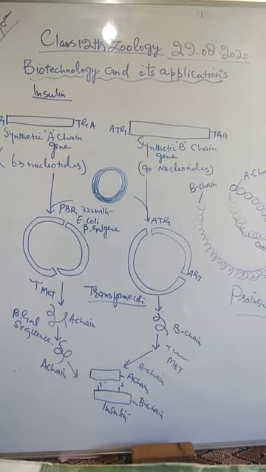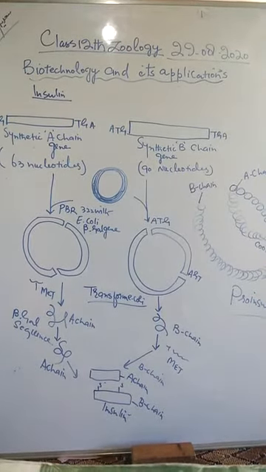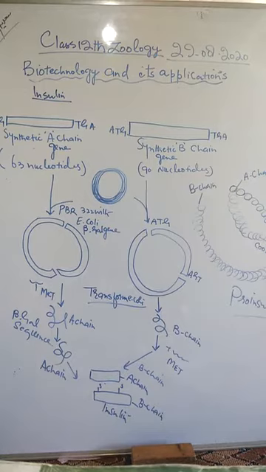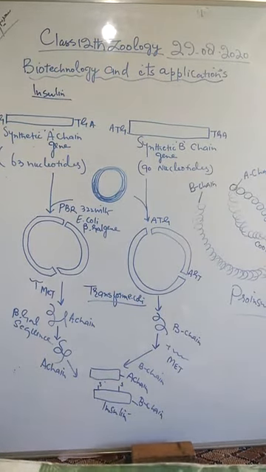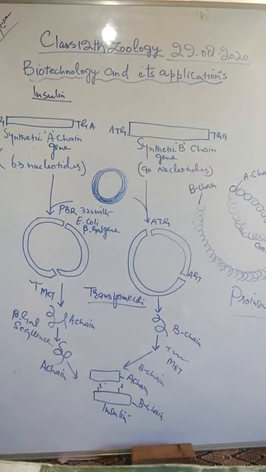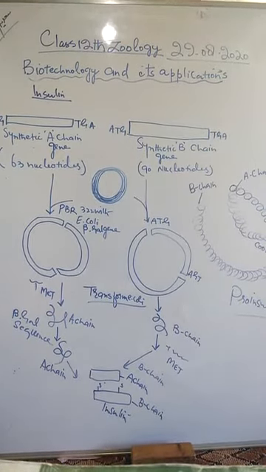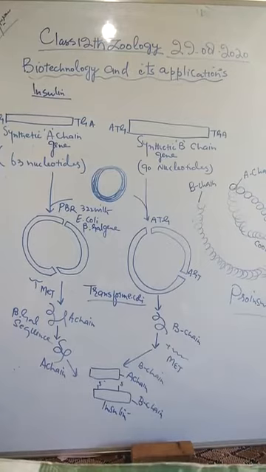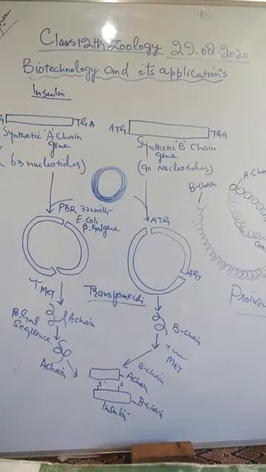So far as insulin is concerned, insulin is a hormone secreted by the beta cells of the pancreas. The other hormone is glucagon, which is secreted by the alpha cells of the pancreas. Insulin lowers the blood sugar level, and glucagon increases the blood sugar level. Whenever there is deficiency of glucagon, the blood sugar level decreases further than normal, causing a disease called hypoglycemia, low blood sugar level.